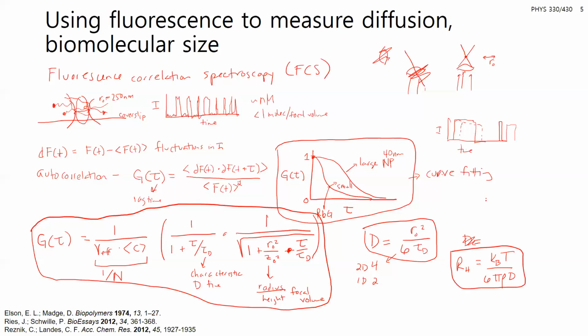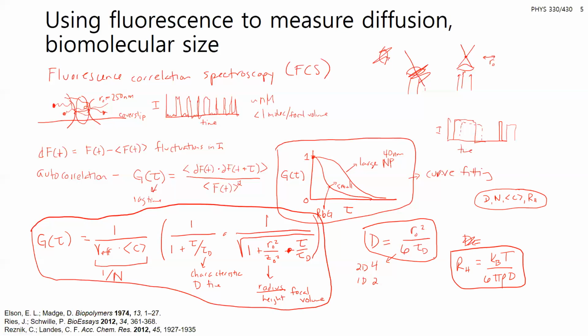But FCS can give you diffusion coefficient, it can give you the number of molecules that you're measuring, it can give you the concentration, it can give you the size. So these are all, depending on how you design your experiment, you can get these different values out.